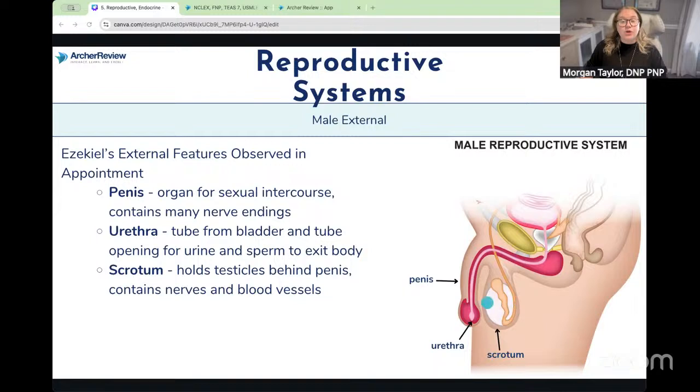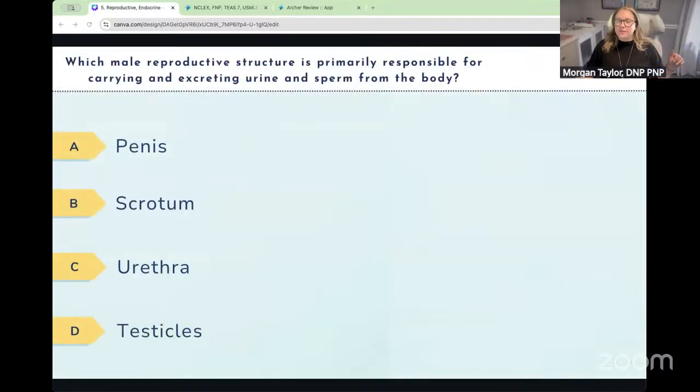And then the structure behind the penis, of course, we have the scrotum holding the testicles, lots and lots of nerve endings and blood vessels right there. All right. So quick little check-in. I think you guys have all got this, but tell me which male reproductive structure is primarily responsible for carrying both that urine and sperm.